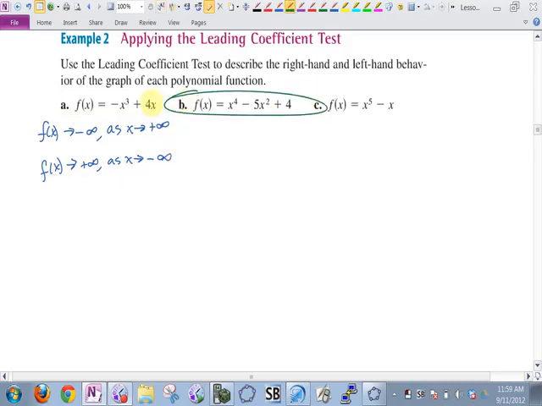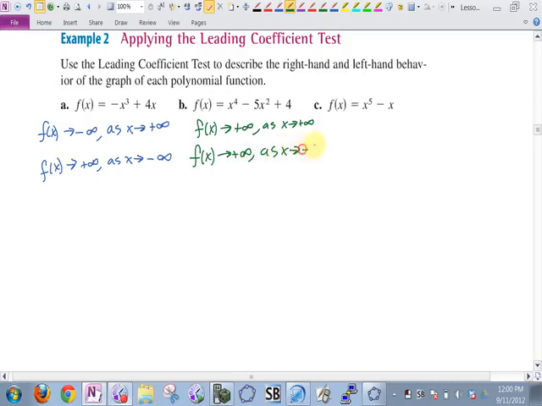How about B? Even degree, positive leading coefficient. So f of x is going to approach what to the right? So we're going to say positive infinity as x approaches positive infinity. What's the left-hand end behavior? Also positive infinity as x approaches negative infinity. F of x is the y coordinate. So as x approaches negative infinity, that means left-hand end behavior. So it's going up. As x approaches positive infinity, that's right-hand end behavior. So it's up on both sides.